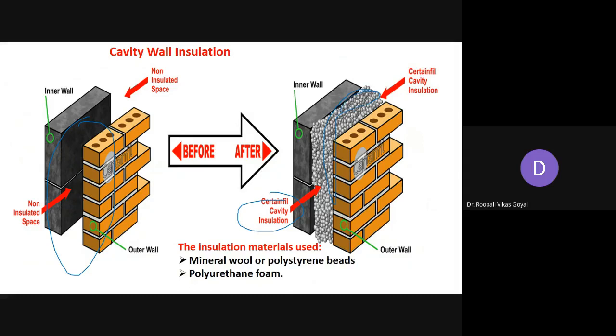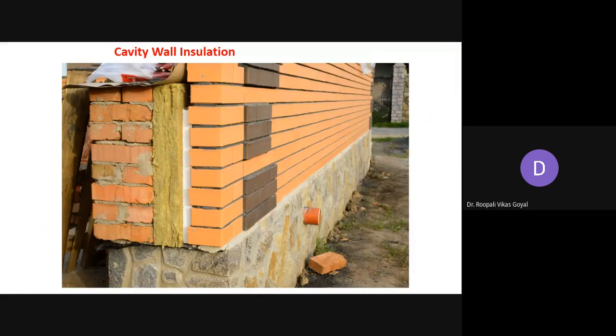So the insulation materials that are widely used are mineral wool or polystyrene beads, and sometimes polyethylene foam is also used. So this kind of insulating material can also be filled in the cavity between the two walls, inner and outer wall. So that will improve the insulation. So here also such cavity wall insulation is shown in the figure between inner and outer leaf.